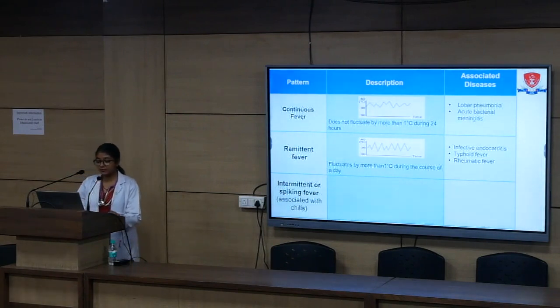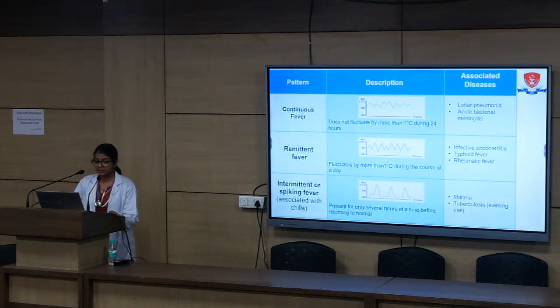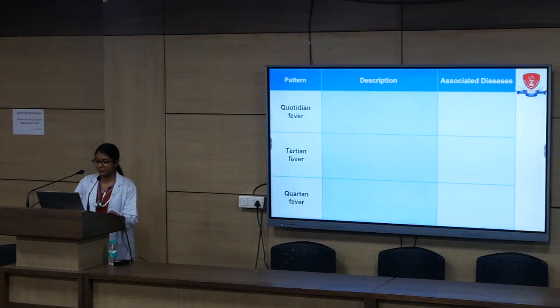And then we have intermittent or spiking fevers. These are usually associated with chills. This is a fever that is present only for a few hours at a time before returning to the normal baseline temperature. A very classical example of intermittent fever is malaria. And I think we all remember the different types of fever patterns that we see in malaria. Quotidian fever is one that occurs daily, caused by Plasmodium knowlesi.